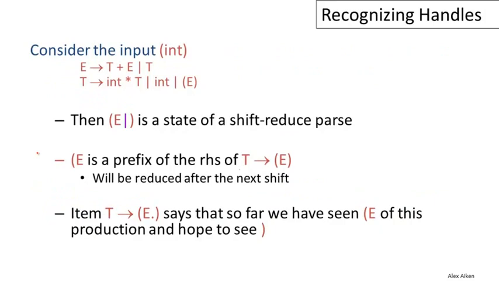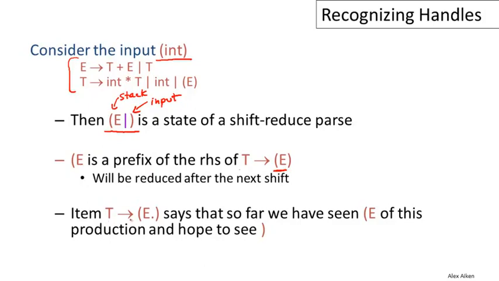Let's take a look at an example. Let's consider the input open paren, int, close paren, and here's one of our favorite grammars. Now, this configuration where I have open paren E on the stack, remember that this is our stack, and we have the close paren in the input. This is actually a valid state of a shift-reduce parse. And you can see here that open paren E is a prefix of the production T goes to open paren E, close paren. And after we shift the remaining close paren onto the stack, then we'll have the complete right-hand side and we'll be ready to reduce. So this is where the items come in.